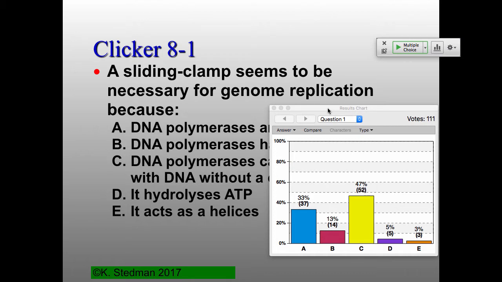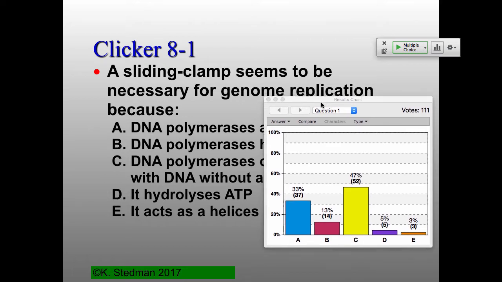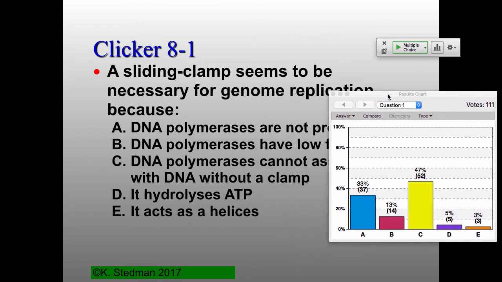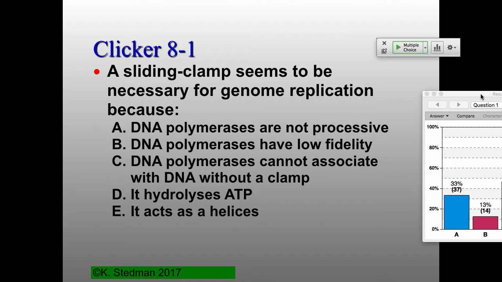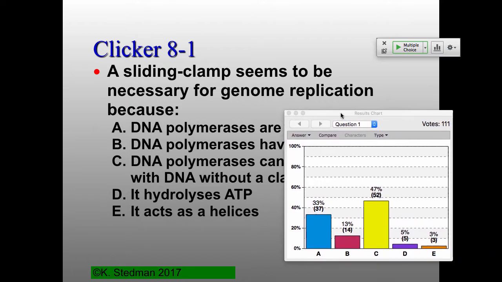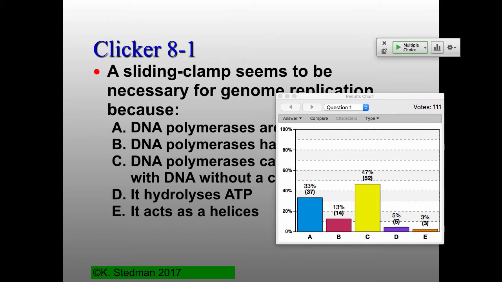We seem to be pretty evenly divided between A and C. And I'm sorry about this overlap here. So it seems to be necessary for genome replication because DNA polymerases are not processive, low fidelity, cannot associate without a clamp, hydrolyzes ATP, and acts as a helicase, again, typo. No one likes the last two. The question is between the first three, basically.